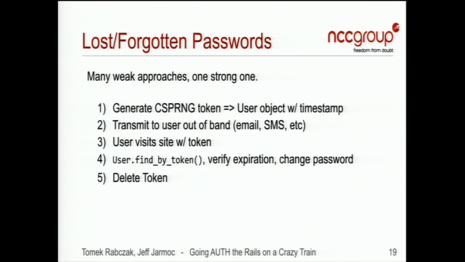When they do that, the application looks up the user who's associated with that token, verifies the expiration date. That's important. We don't want these tokens to be valid forever. A couple hours, maybe a day. Longer than that is potentially a problem. And then go ahead and change the password. And then the last step there, one that people often overlook, is to delete the token so that value that's sitting in their email box is no longer valid.